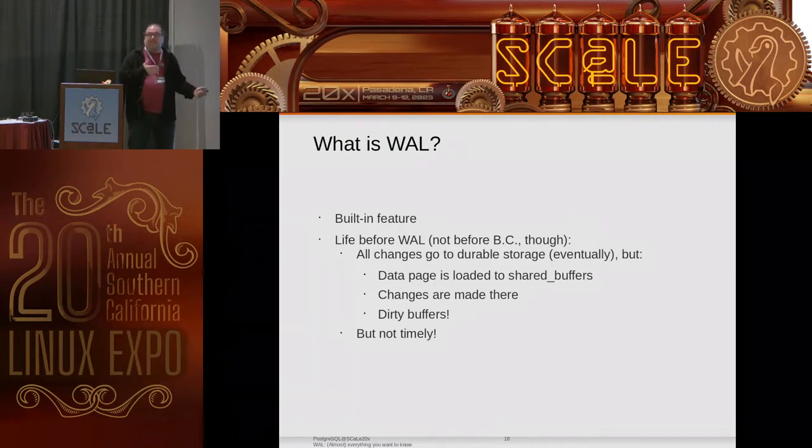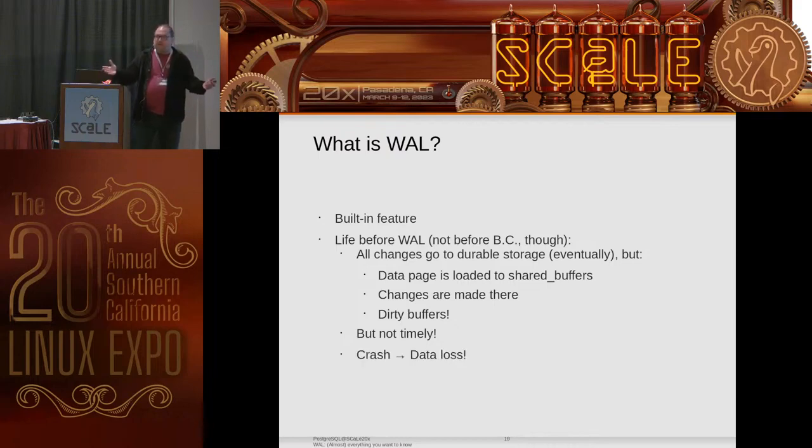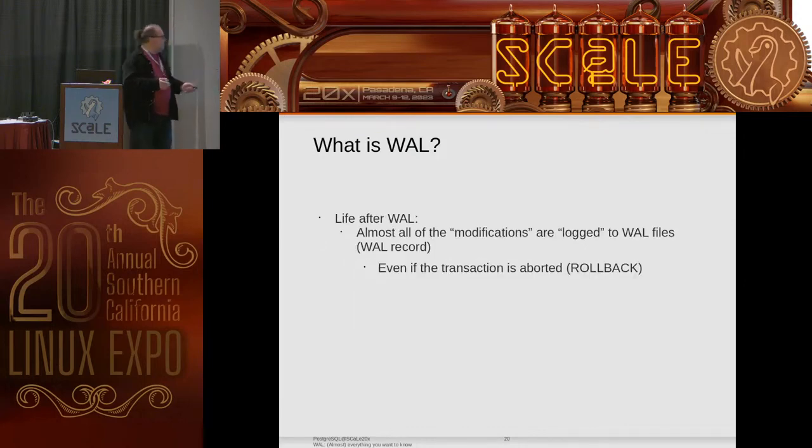Actually, that's why we have WAL files. Otherwise, we would just skip WAL files and directly update the data files, which would kill the performance for a good reason. Before WAL, if there was a crash, we would lose the data. But that was 25 years ago, probably even more, I think 26 or something. That was a long time ago, but this is what we had.